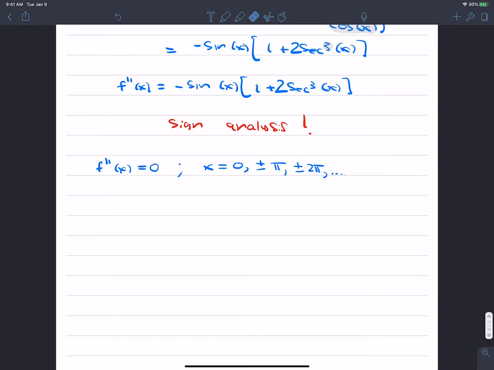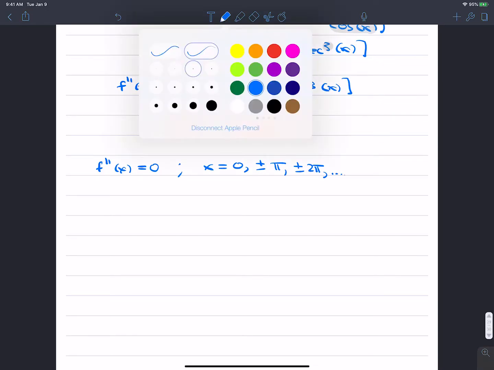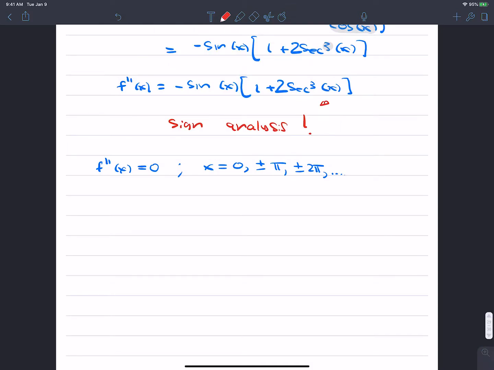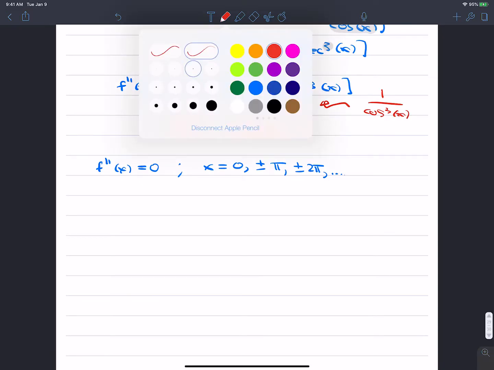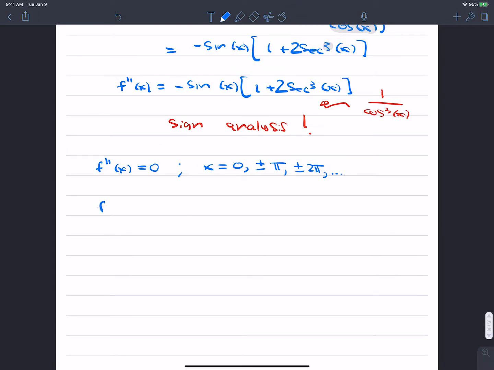But also, you have to be careful here. Let me show you guys where you have to be careful. Remember what secant cubed is? That's 1 over what? Cosine cubed. See that portion? This tells you now where your second derivative does not exist.